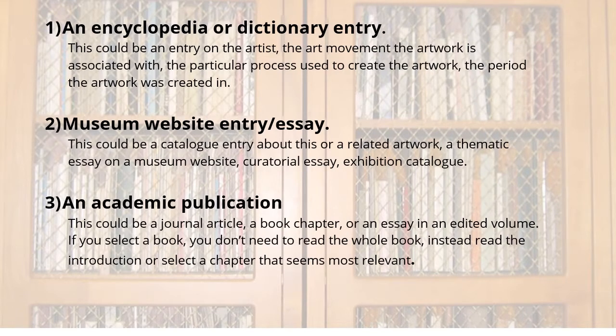Today, we are going to gather information for your second assignment, and I understand that you need the following 3 items: an encyclopedia or dictionary entry, a museum website entry or essay, and an academic publication. And we'll take a look at all of these types of art history information.